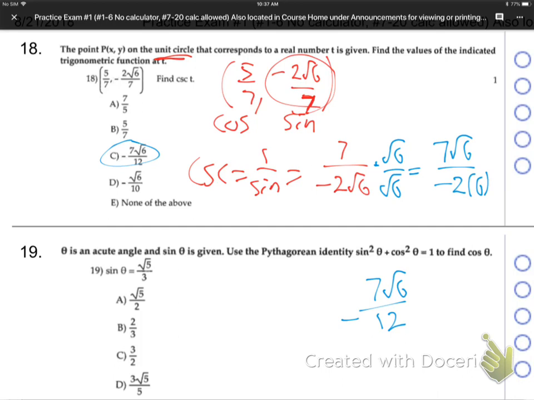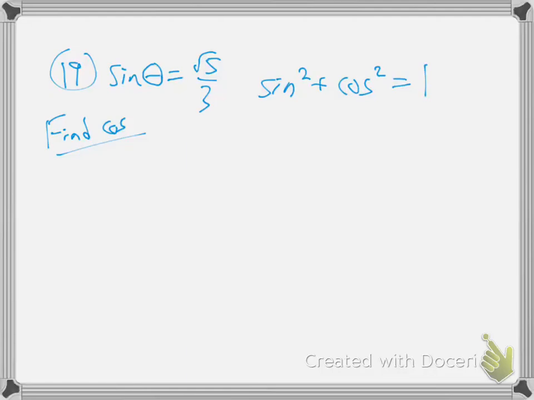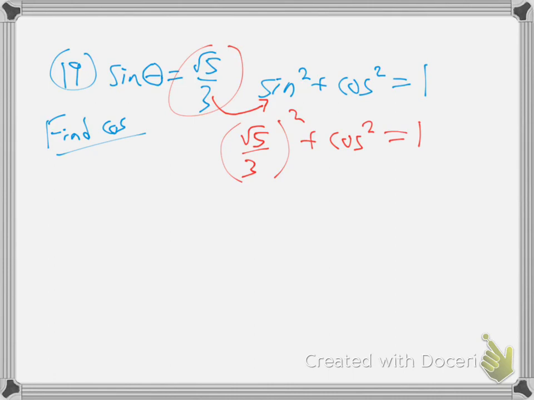19. Theta is an acute angle. Sine's given. Use Pythag. Sine squared plus cosine squared is 1. Find the cosine. We can do that. So find cosine. So sine is root 5 over 3. Plug that in. Root 5 over 3 squared plus cosine squared is 1. Good so far. I just plug in the sine.